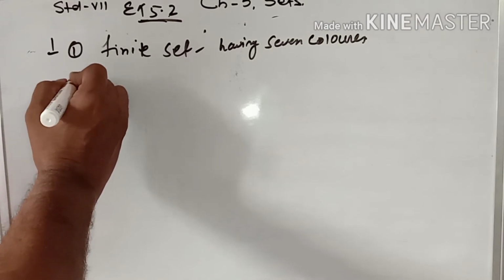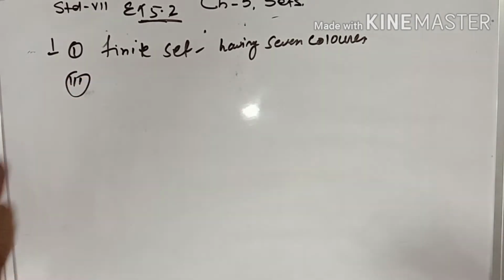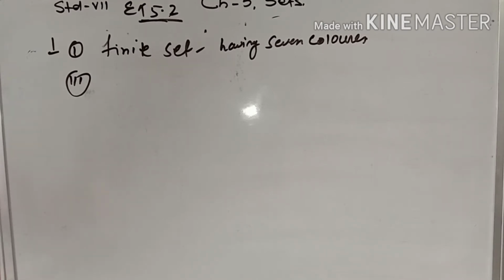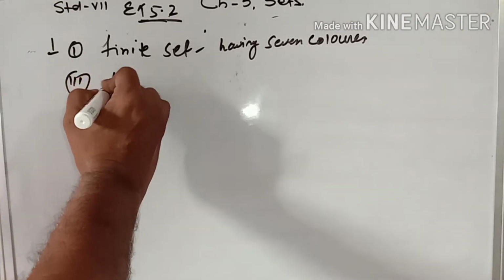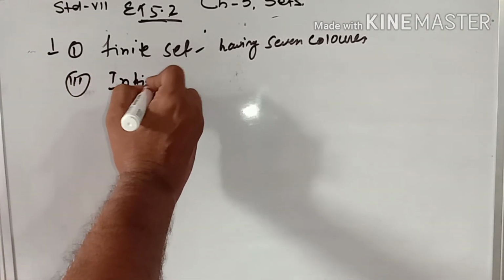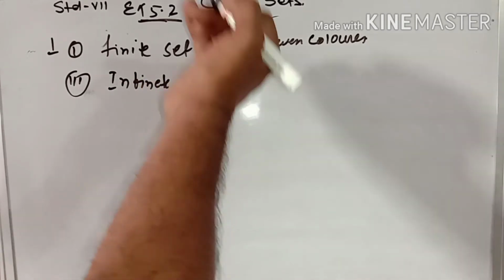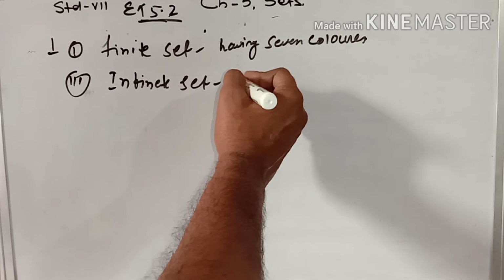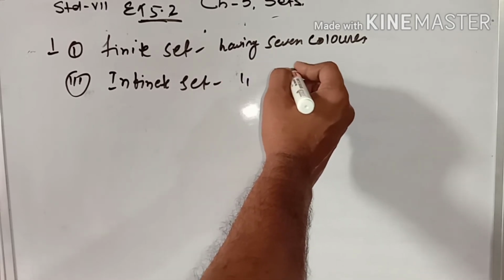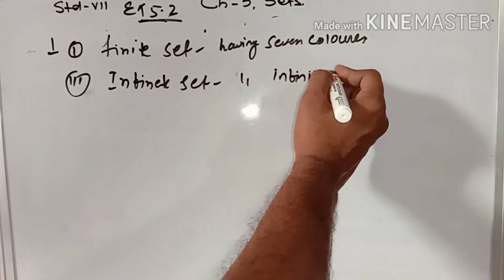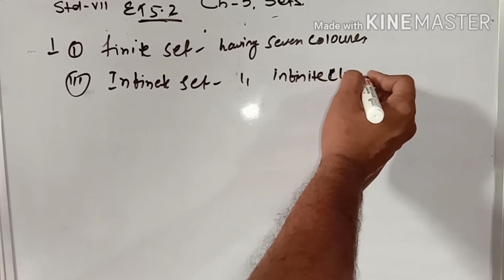Number 1, third: it is given multiples of 5. So this is an infinite set, because infinite elements will come. It has infinite elements.